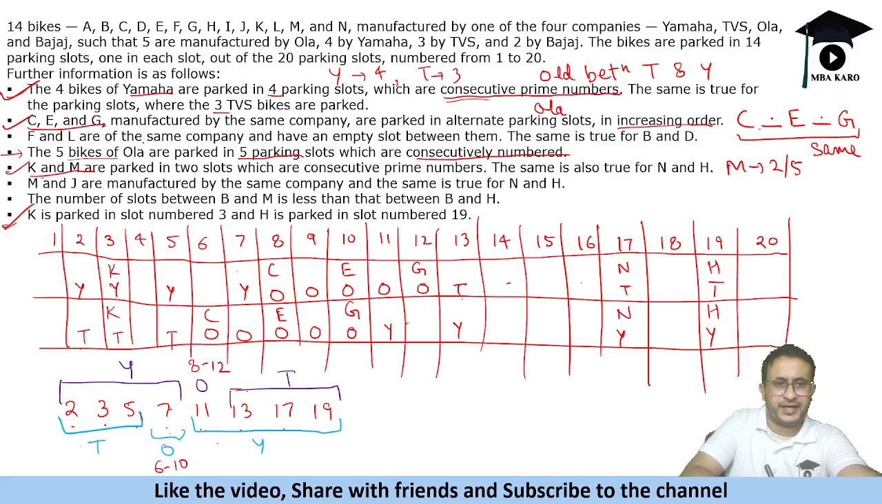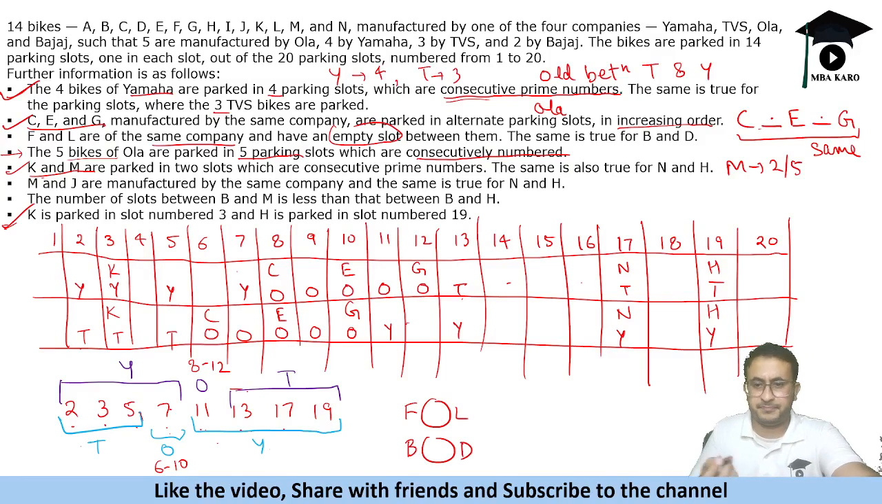F and L are of the same company and have an empty slot between them. The same is true for B and D. So we have F and L. Okay, we have an empty slot between them, and the same is true for B and D. Now it does not mean that B will come before D, right? It can be D before B also. So we will have to insert 2 such slots wherein these bikes can be put.